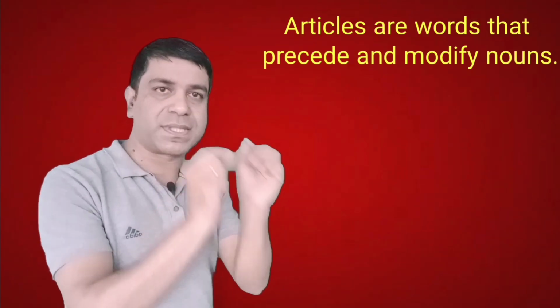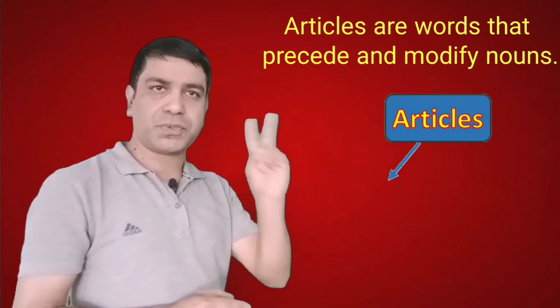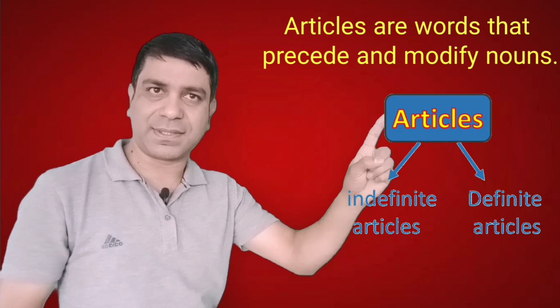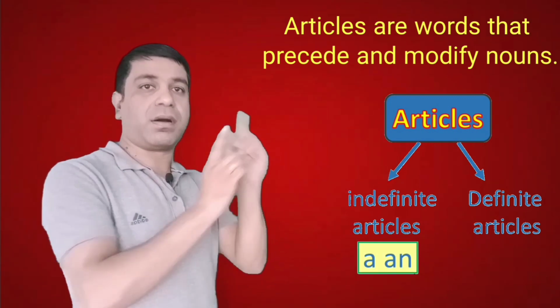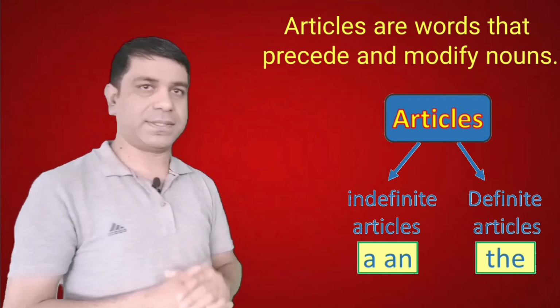First, let us understand what are articles. Articles are words that precede and modify nouns. Articles can be classified into two categories, definite articles and indefinite articles. A and an are indefinite articles and the is a definite article.